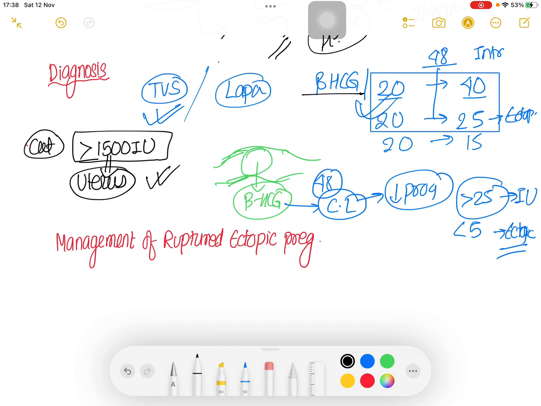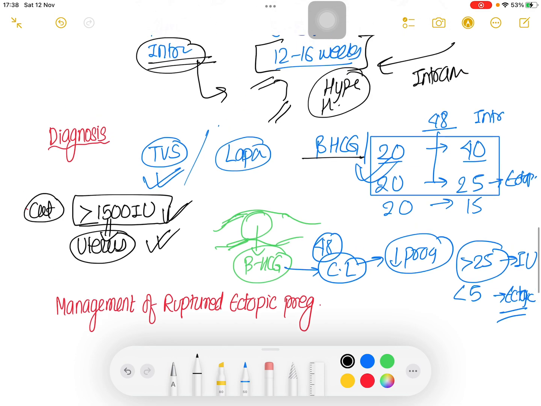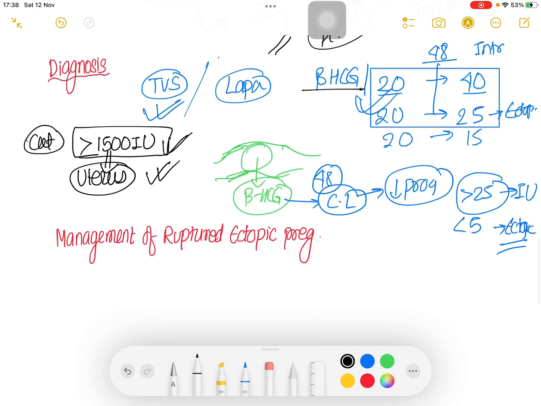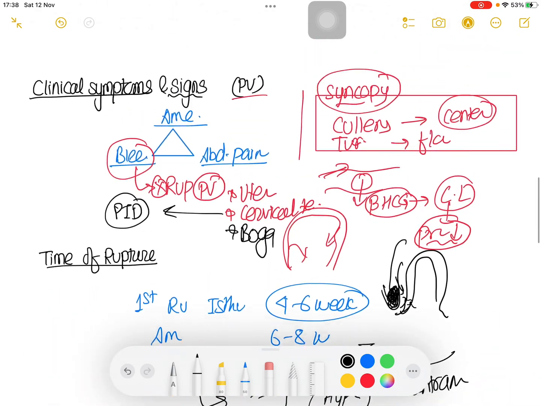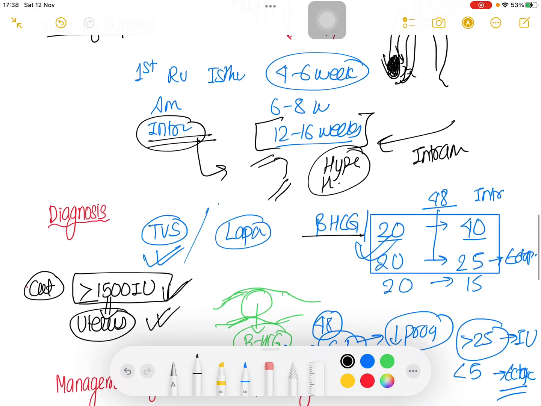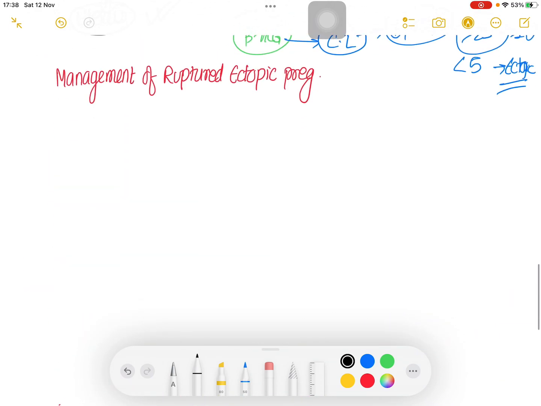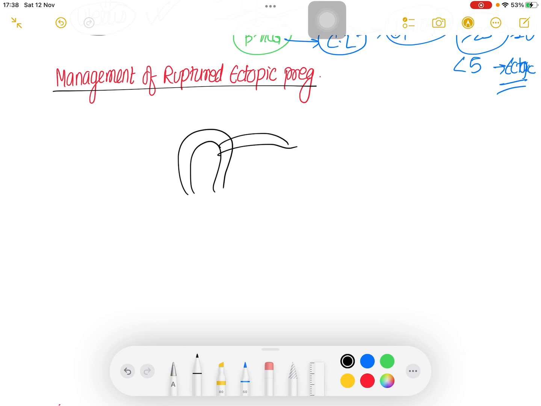Otherwise, if it is less than this, then we can check the doubling of the value after 48 hours of the beta hCG. So this value is the discriminatory zone or value of the beta hCG for diagnosis of the ectopic pregnancy. Now for the management of the ruptured ectopic pregnancy, there is rupture of the fallopian tube.